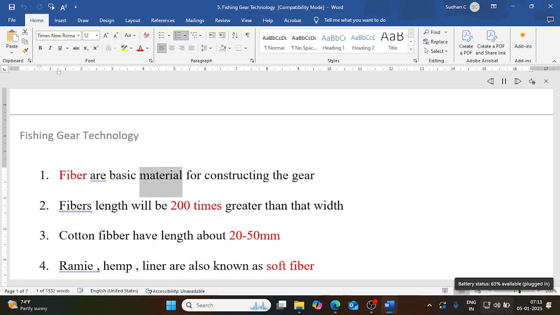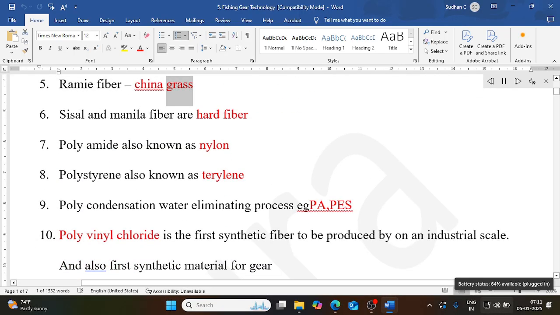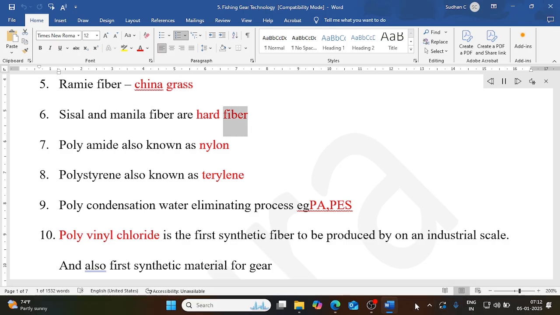Fibers are the basic material for constructing gear. A fiber's length will be 200 times greater than its width. Cotton fibers have a length of about 20 to 50 millimeters. Ramie, hemp, and linen are also known as soft fibers. Ramie fiber (China grass), sisal, and manila fibers are hard fibers.